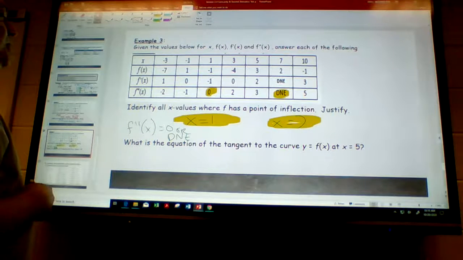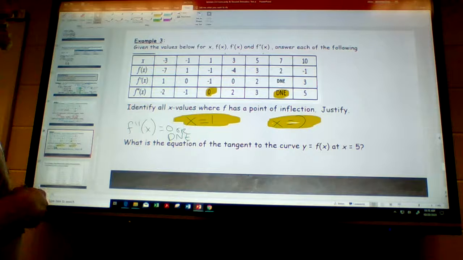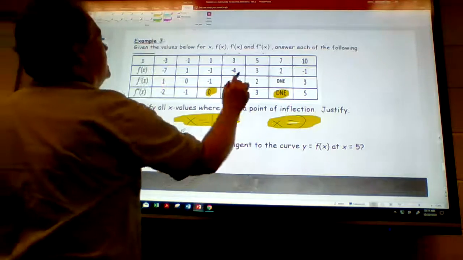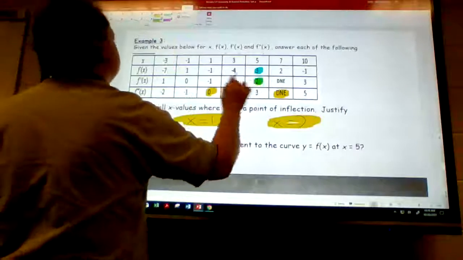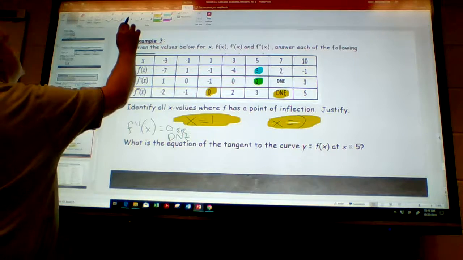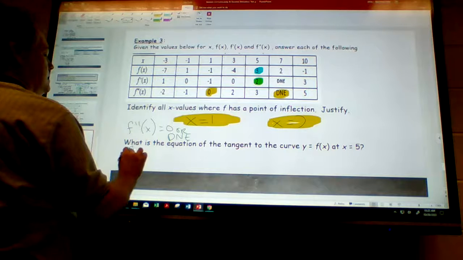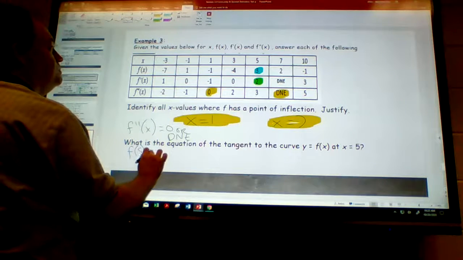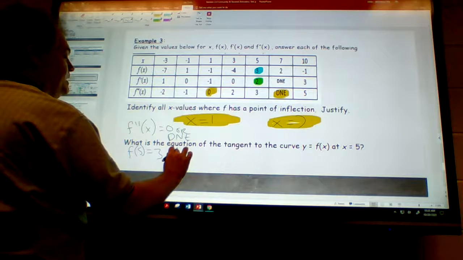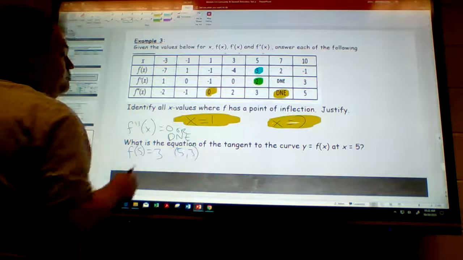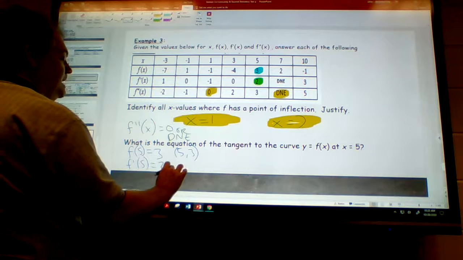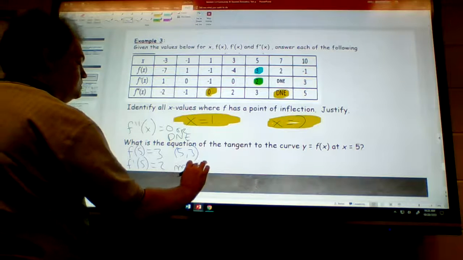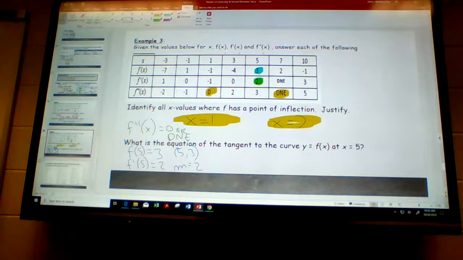All right, now here's the last thing we're going to cover. It says write the equation of the line tangent to the curve y equals f of x at x equals 5. Okay, so here's what we need: f of 5, and we need f prime of 5. Here's why. Okay, so f of 5 equals 3. So that means it's going to be at the point (5, 3). So we know that point. And f prime of 5 is equal to 2, and that's the slope. So m equals 2.